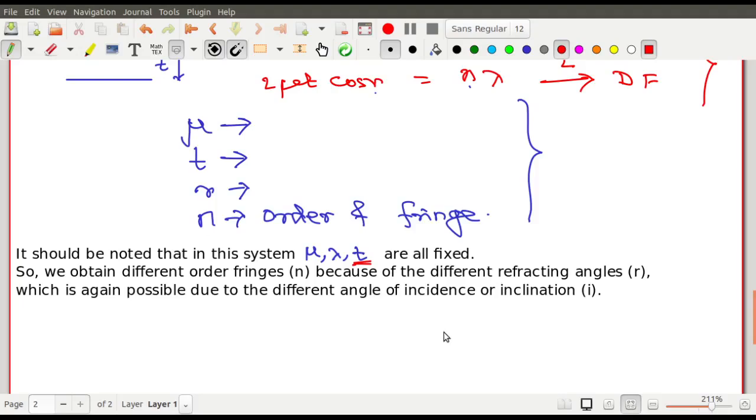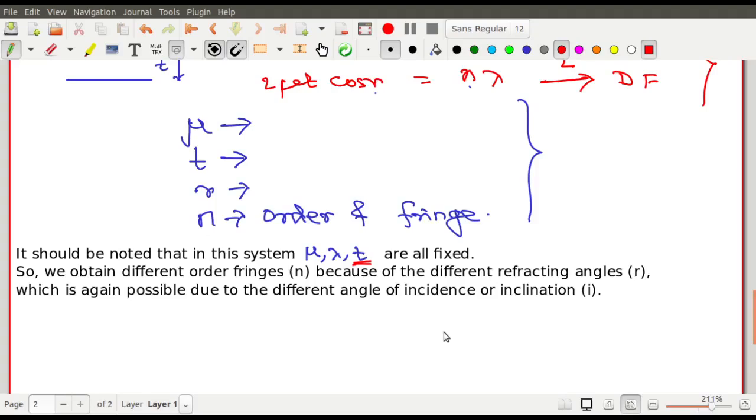This type of fringe is called fringes of equal inclination because a particular fringe is characterized by its incident angle only. How do we characterize a particular fringe? A particular fringe is characterized by what? By its angle of incidence. So that is why they are called fringes of equal inclination.